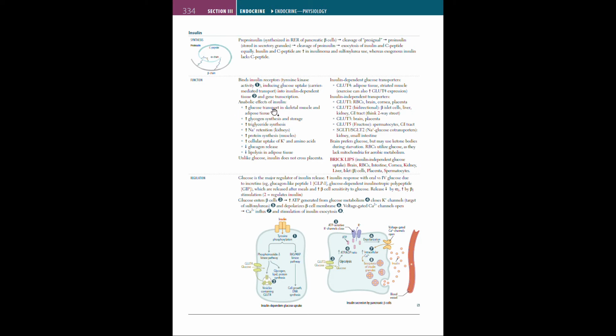The anabolic effects of insulin are to increase glucose transport in skeletal muscle and adipose tissue, increase glycogen synthesis and storage, increase triglyceride synthesis, increase sodium retention in the kidneys, increase protein synthesis in muscles, and increase cellular uptake of potassium and amino acids, decrease glucagon release, and decrease lipolysis in adipose tissue. Unlike glucose, insulin does not cross the placenta.